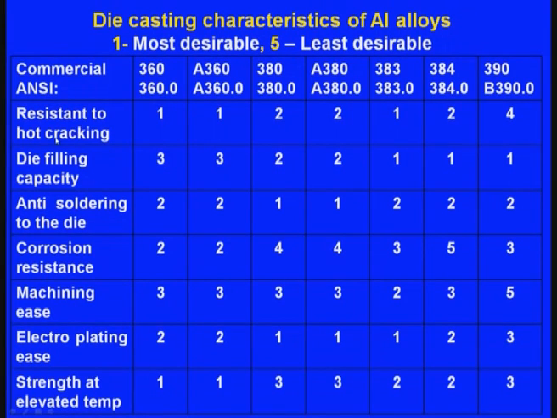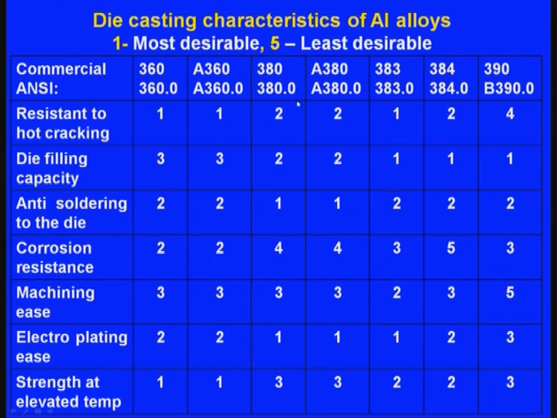Now here we can see these are the characteristics: resistant to hot cracking, die filling capacity, anti soldering to the die, corrosion resistance, machining ease, electroplating ease, strength at elevated temperature. And these are the different alloys: A360, A360.0, 360, 360.0, 380, 380.0, A380, A380.0, 383, 383.0, 384, 384.0, 390, B390.0. Now, 1 means most desirable for that characteristic, 5 means least desirable.